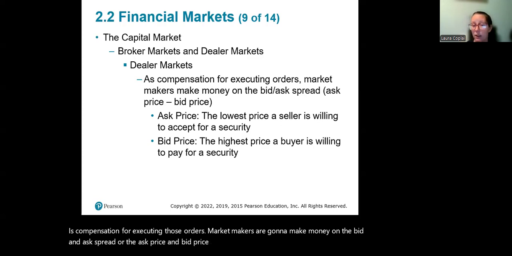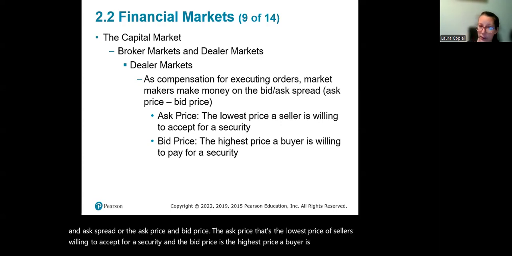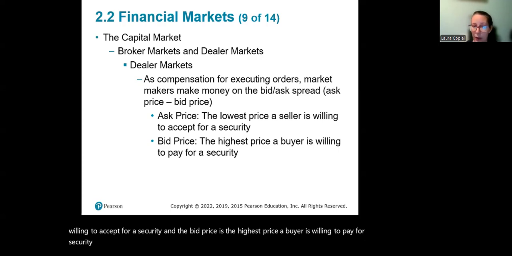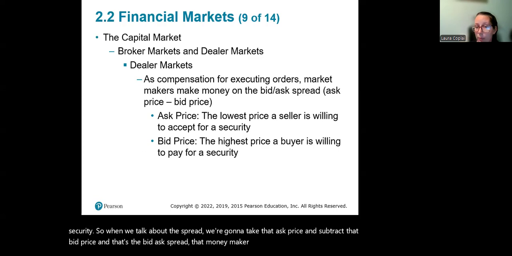The ask price is the lowest price a seller is willing to accept for a security, and the bid price is the highest price a buyer is willing to pay for a security. So when we talk about the spread, we take the ask price and subtract the bid price. And that's the bid-ask spread that the market maker is going to make for commission.